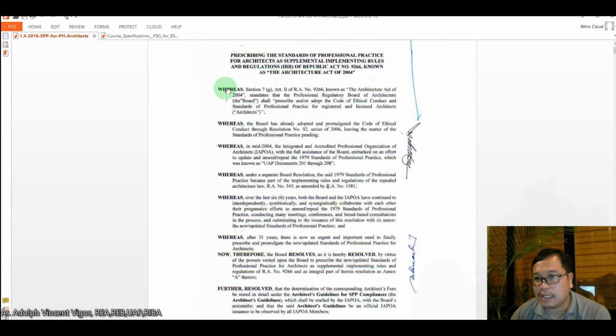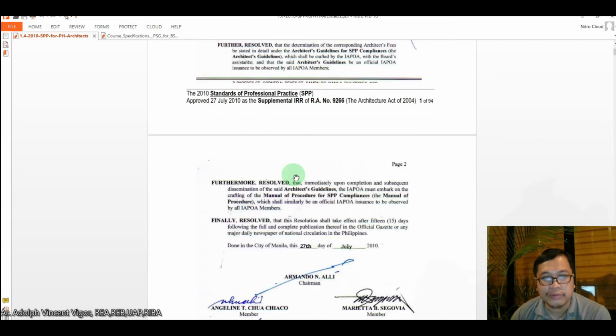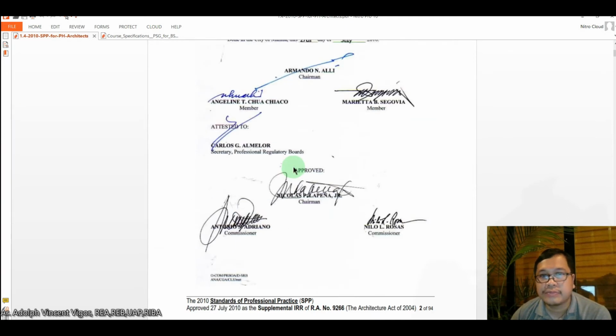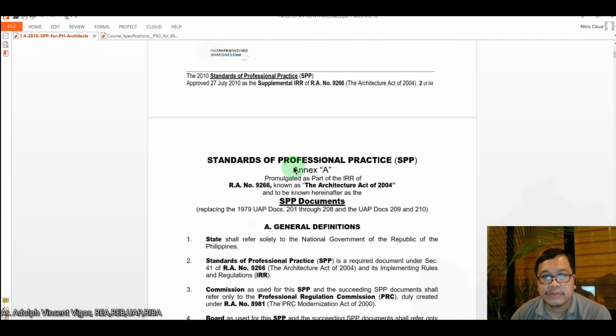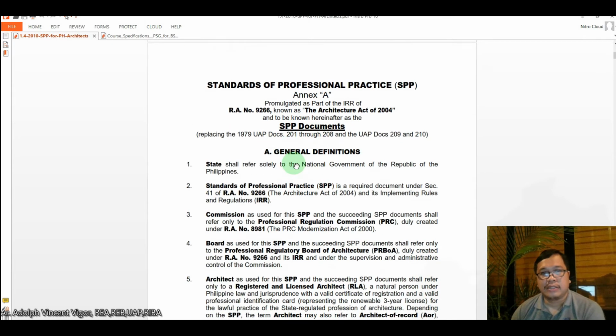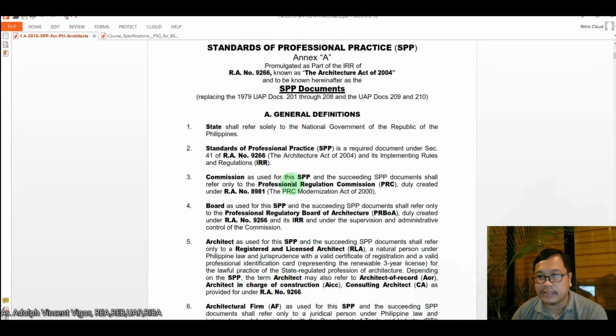Okay, so let's skip this part and go into, first, the general definitions. State shall refer solely to the national government of the Republic of the Philippines.